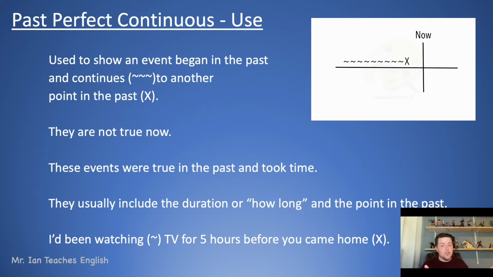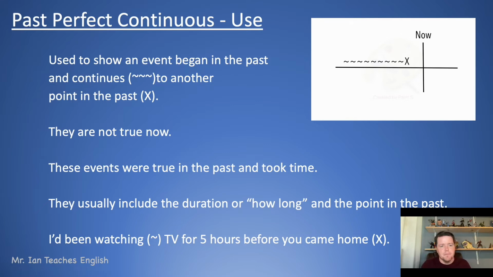These events are not true now. There's no connection to the present. These events were true in the past and took time. Continuous tenses show us that an action took time. It usually includes a duration or how long something happened, but not always. If there's context in the conversation, in the sentence, it might not do that.